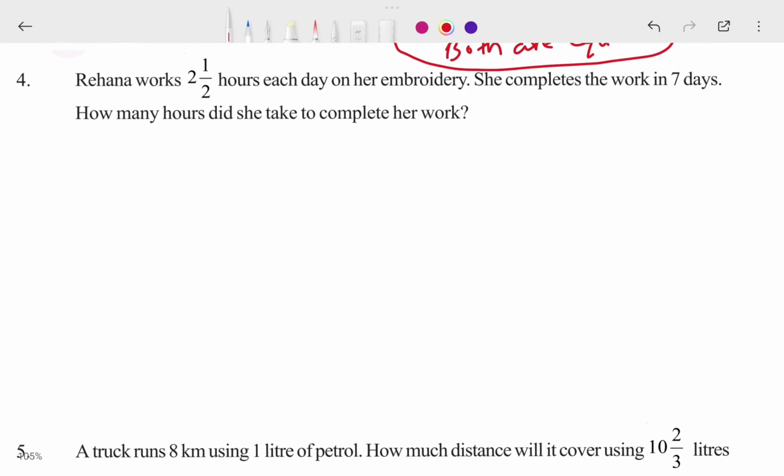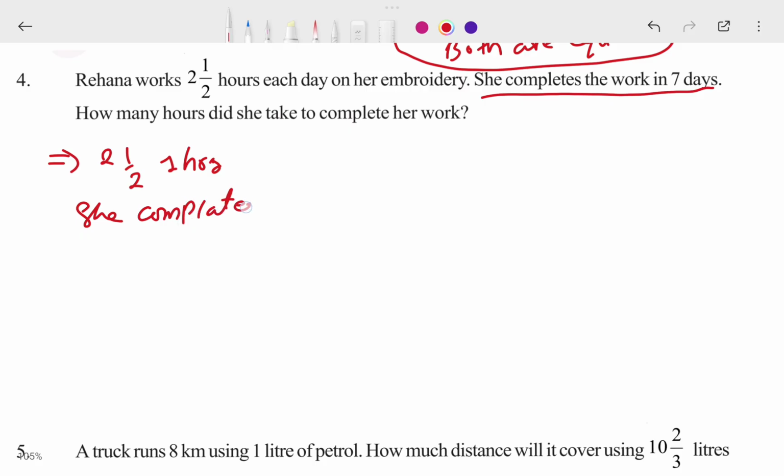So question number 4 is: Reena worked 2 and 1/2 hours each day on her embroidery. She completed the work in 7 days. How many hours did she take to complete her work? Okay, so here it is telling that Reena worked how much? She worked 2 1/2 in 1 hour, in hours, you can say. So she completed the work in 7 days. In how many days did she complete it? She completed it in 7 days. How many days? 7 days.